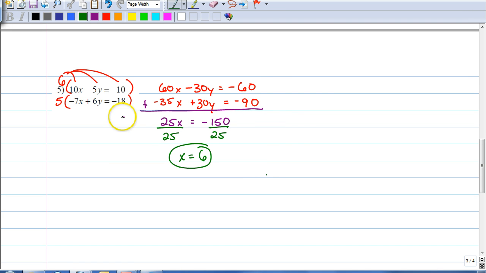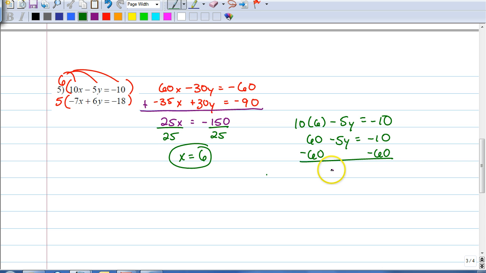So let's say I put it in the first equation this time. I would have 10 times 6 minus 5 times y equals negative 10. So this is going to be 60 minus 5y equals negative 10. Now I subtract 60 from both sides. Now make sure you bring the negative down with the 5, so it's a negative 5y equals negative 70. And when you divide both sides by negative 5, I get y equals a positive 14. So x would equal 6, y would equal 14 in this equation.